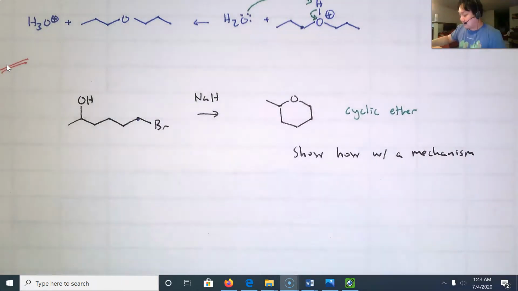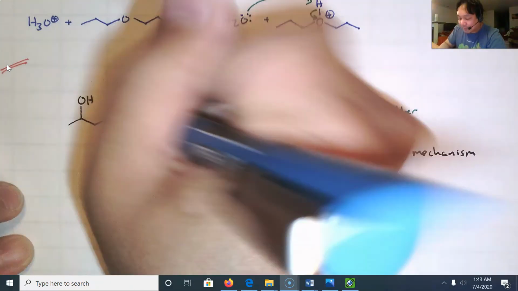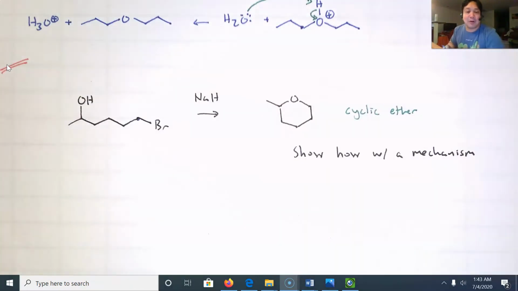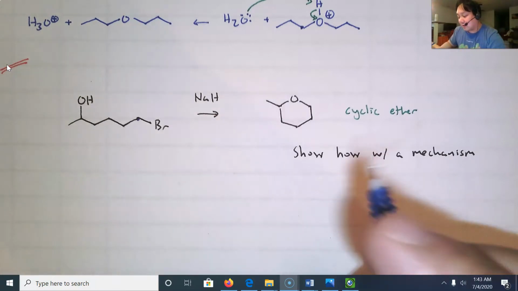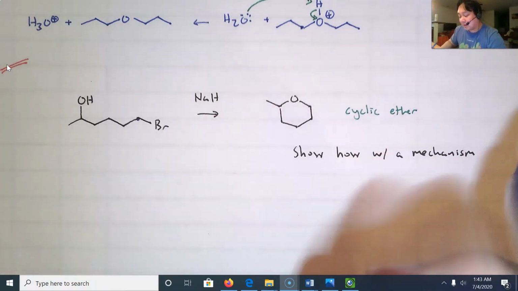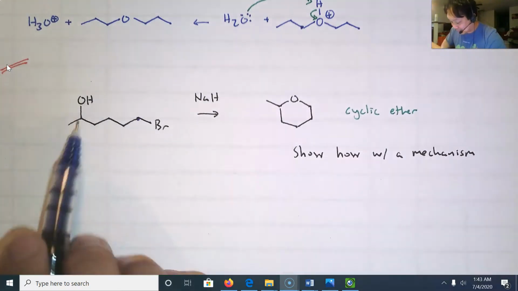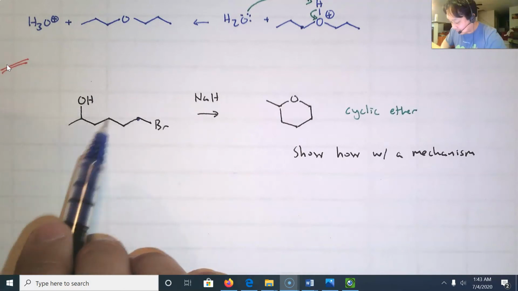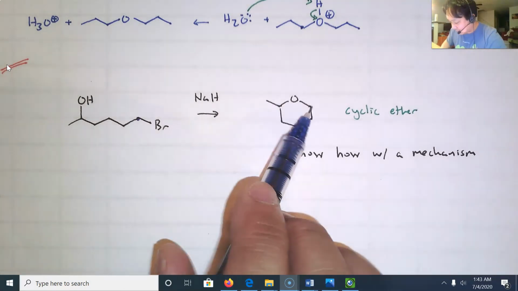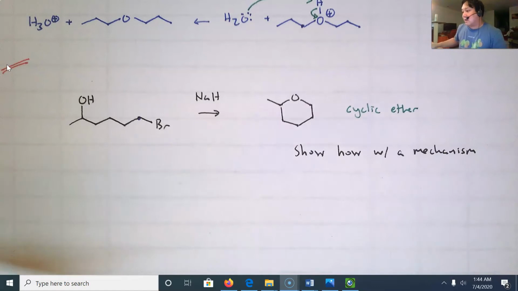The one trick that I'm showing is this dot right here. I like to put a dot on the carbon that's being attacked because I know there had to have been a key bond made to close the ring. Let me just make sure that this is the right product. Oh yeah, this is the product. Okay, good luck with that.